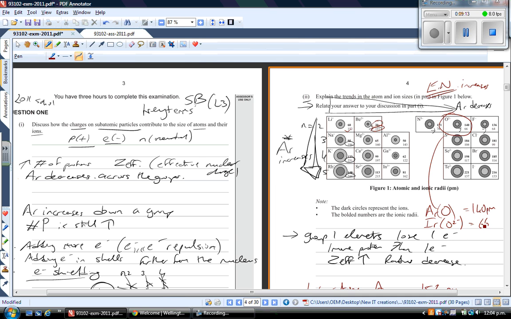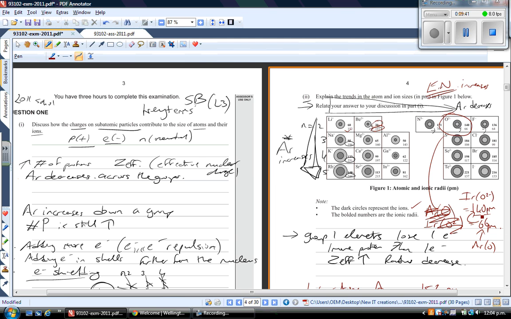Let me check if I have those numbers correct. So the dark circles represent ions. So I have this the wrong way around. I knew that didn't make sense straight away when I wrote it. So the ionic radius for O2 minus is equal to 140 picometers, whereas the atomic radius is equal to 66 picometers. So you can clearly see a jump in size as you added those 2 electrons.